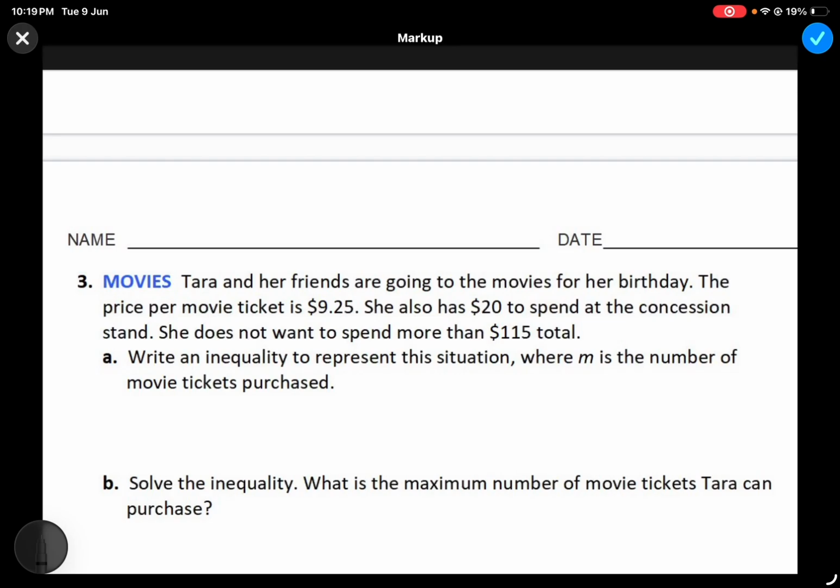Okay, so now for question 3, it says the price per movie ticket is $9.25, but she also has to spend $20 at the concession stand, and I think this is the constant. Okay, and she does not want to spend more than $115 total. So all of it has to be less than or equal to 115. Write an inequality to represent the situation where M is the number of movie tickets purchased.